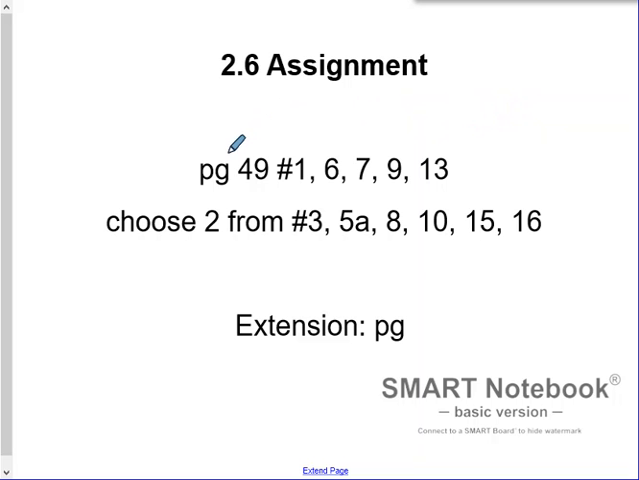So your assignment is going to be page 49. You have to do these 5 questions at least. So 1, 6, 7, 9, 13, and then choose 2 from the following list. Okay, so number 3, 5, 8, 10, 15, and 16. If you want to do an extension, you can look at page 56 and do number 4, 9, and 11, or just do a couple more from this section here. Instead of doing 2, maybe do a couple more just to get some good practice.